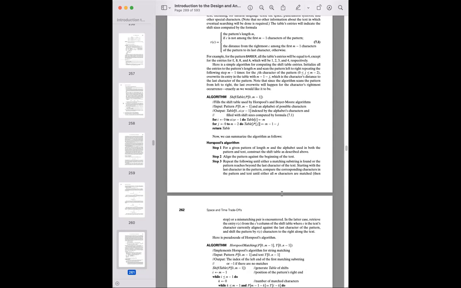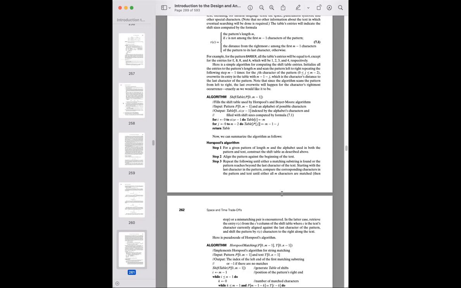So we can now look at the Horspool algorithm, step 1, for a given pattern of length M, and the alphabet used in both the pattern and the text, so all the characters that are there. We're going to construct the shift table, as we just described in that pseudocode. We're then going to align the pattern against the beginning of the text, and then we're going to repeat until we either find a matching substring or it reaches beyond the last character of the text. So starting with the last character in the pattern, we align the pattern to the left, we look at the character to the right in that pattern. We're going to compare the characters in the pattern and text until either all M characters are matched, and we stop and we're done, or a mismatching pair is encountered.